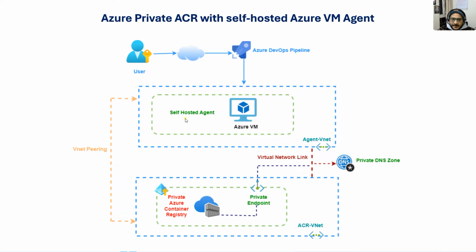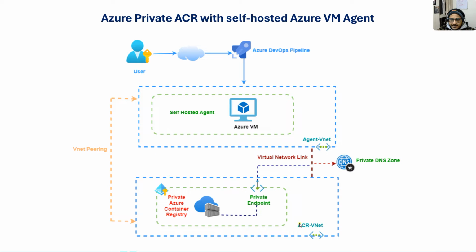To communicate between two virtual networks, we create a peering. So here what I am doing is creating a virtual network peering, so the resources on this virtual network and on that virtual network can communicate with each other.